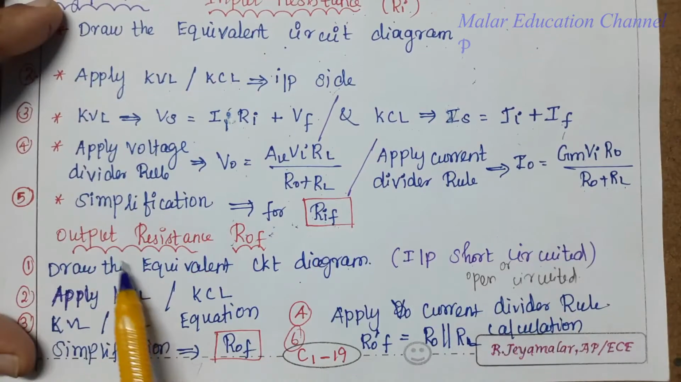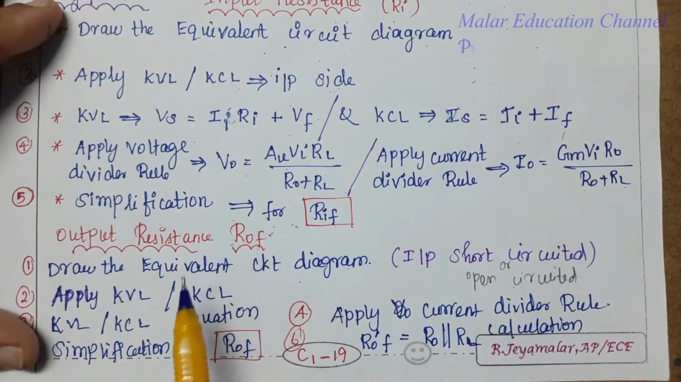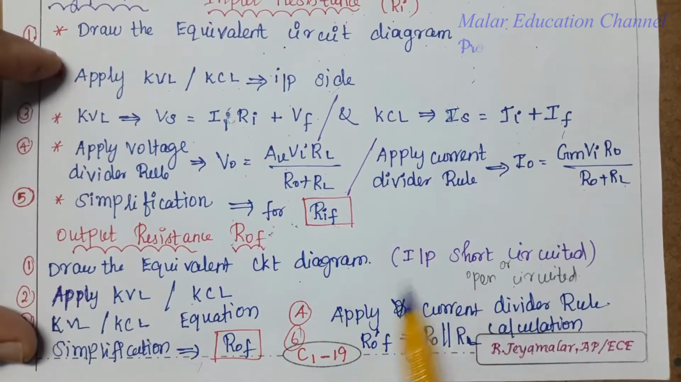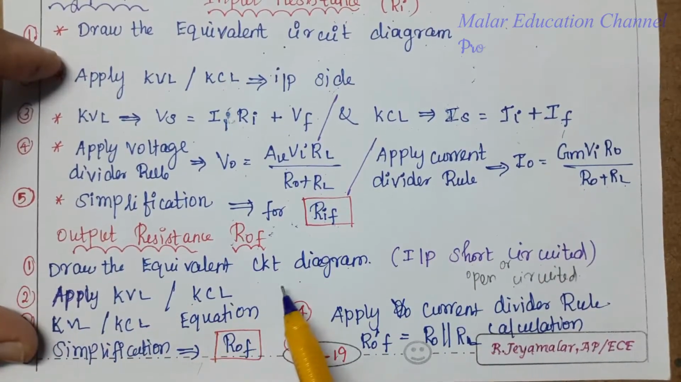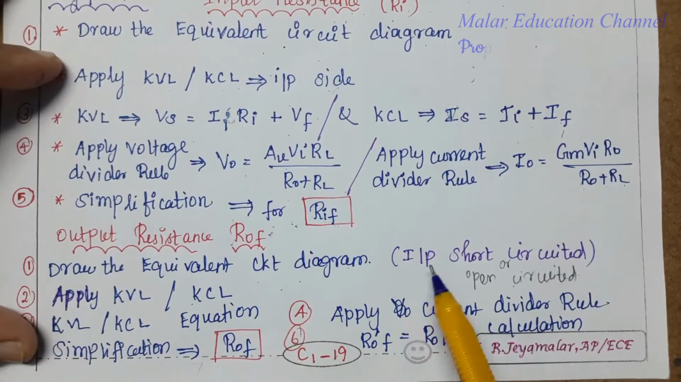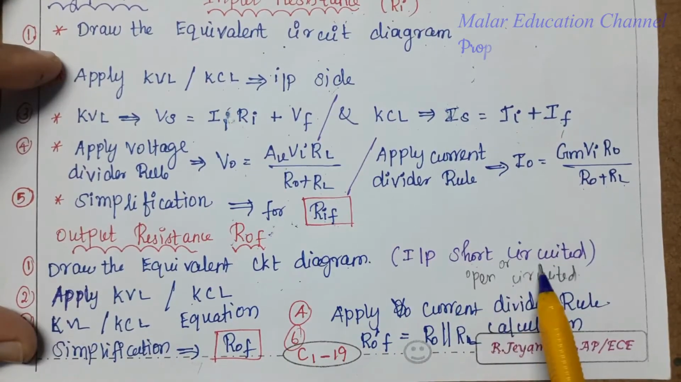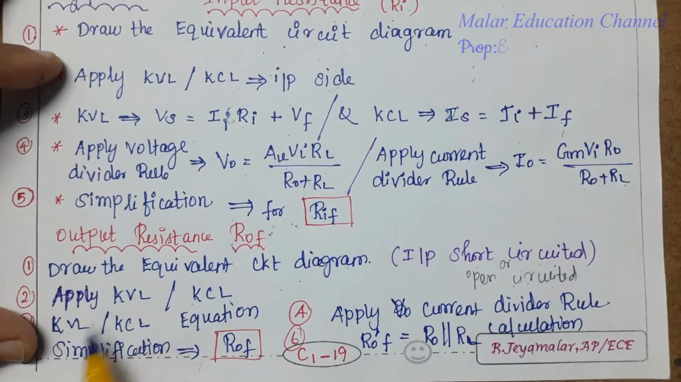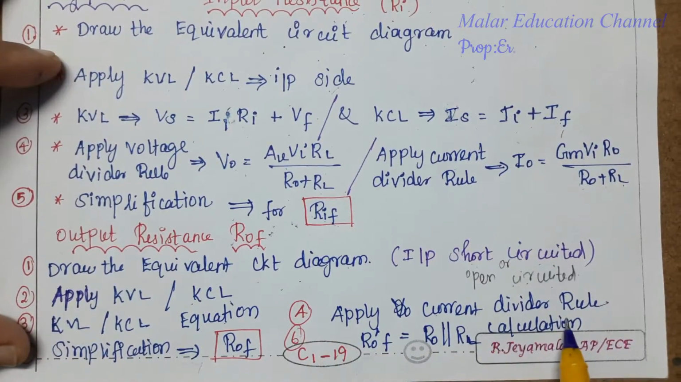For output resistance calculations, the same steps are followed as for input resistance. The difference is that we draw the equivalent circuit diagram based on Thevenin's or Norton's circuit, and the input is short circuited or open circuited based on the type of topology. Next, apply KVL or KCL, with the equations again based on the type of topology. Next, apply the current divider rule.